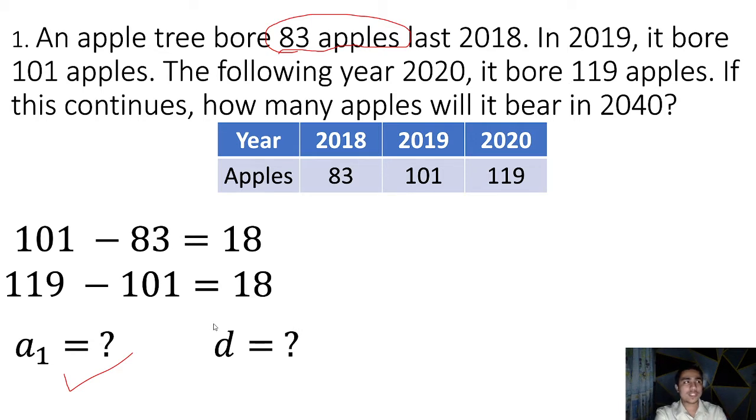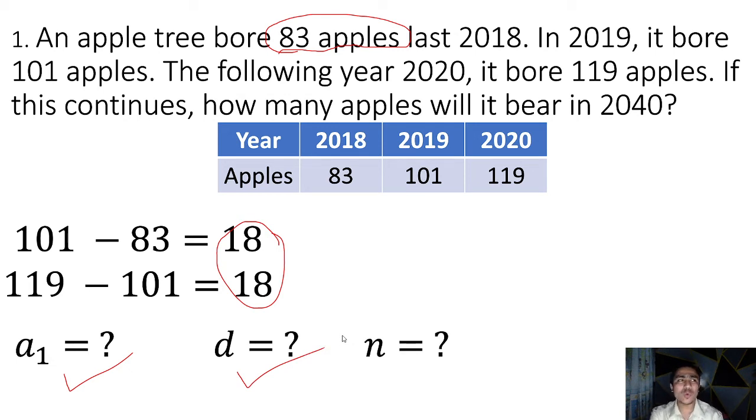Next, common difference. Pag sinabing common difference, yung pagitan ng bawat terms. Given ba yung pagitan kung ilang apples yung nadadagdag taon-taon? Okay, yan. Sinolve na natin kanina. We have here 18. So, therefore, the common difference, meron tayo. Meron pa tayong n.